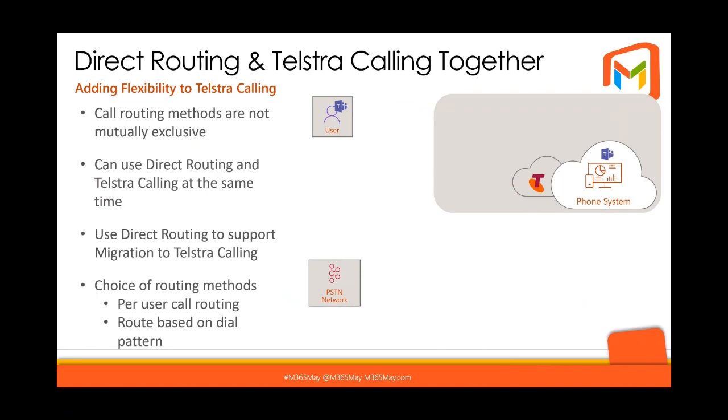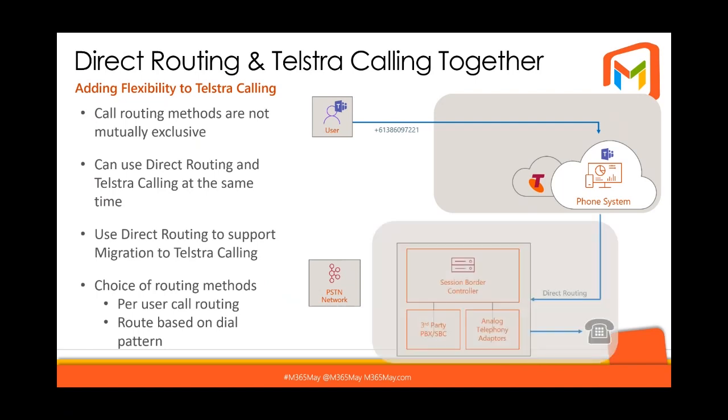But what if that same user dials a specific number, and maybe that number exists on an internal phone system or a call center application or something like that within my environment? Well, what I can do is I can actually selectively grab that number and say, no, don't use Telstra calling. I want you to use direct routing. And I can route it to that session border controller. I can route it to a third-party PBX or an analog device if I really want, but I can use these two technologies together.